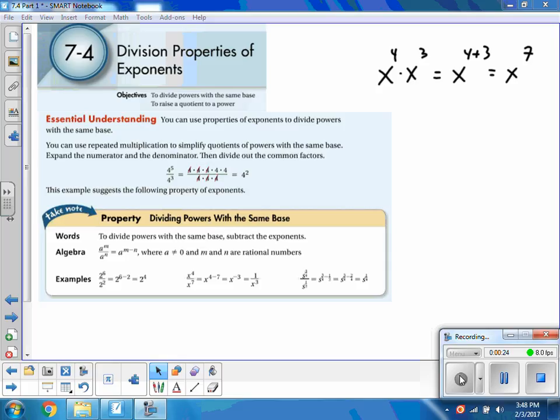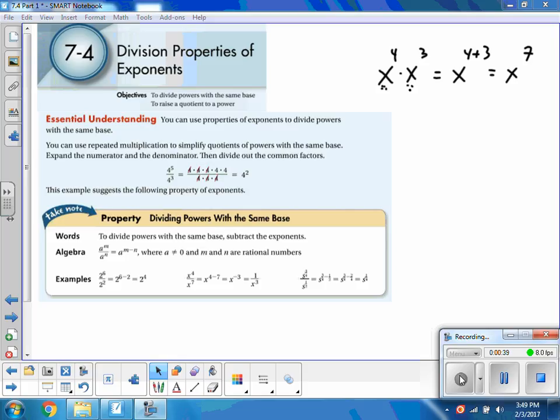So x to the fourth times x to the third, you can add those together and you get x to the seventh, because this represents x times x times x times x times x times x times x. So it's really 7 x's being multiplied together.